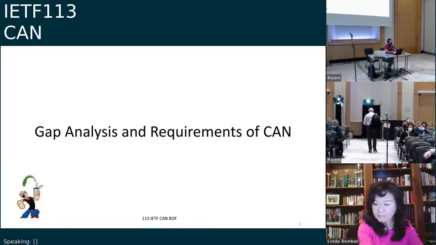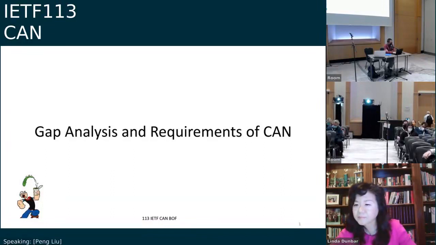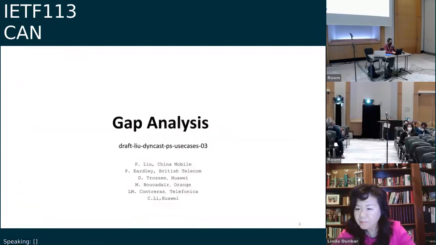We're moving on to the next presentation, gap analysis. Yes, it's also me to introduce this part, and based on the use case discussed before, we can get the preliminary conclusion of joint optimization of network and computing resource. So here are the gap analysis requirements.